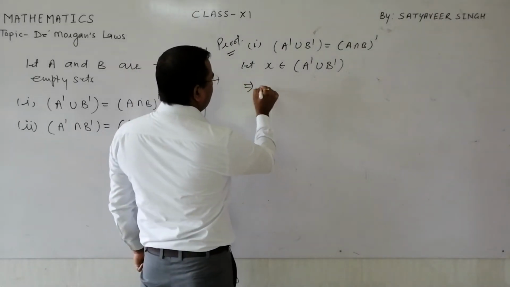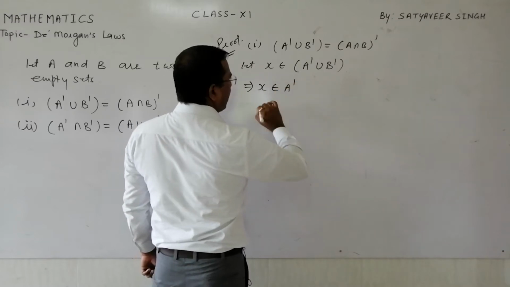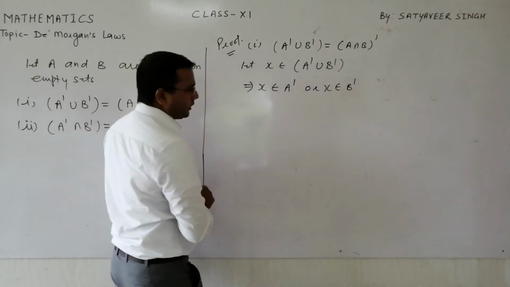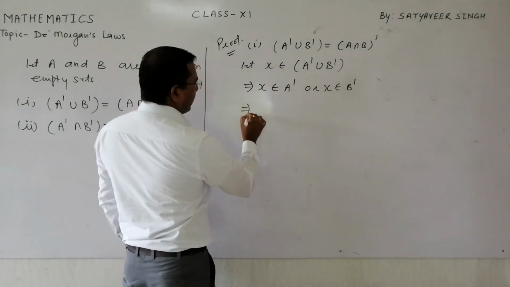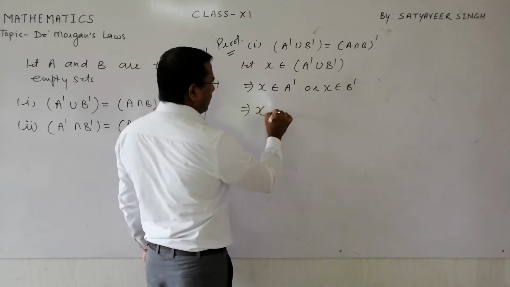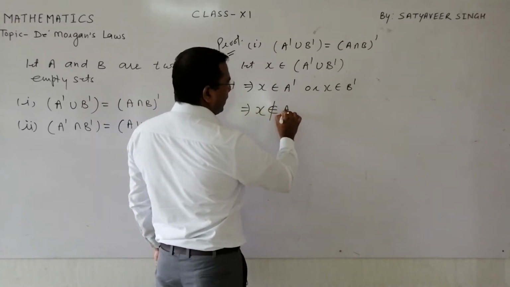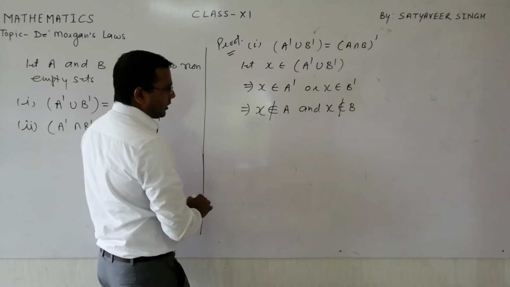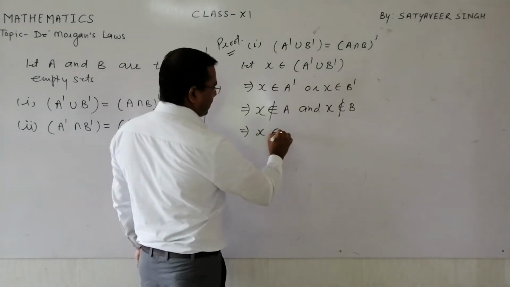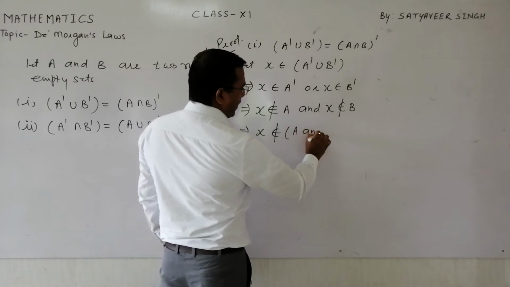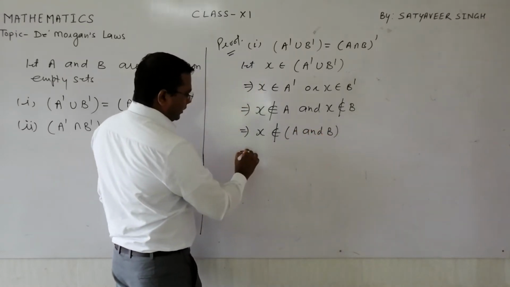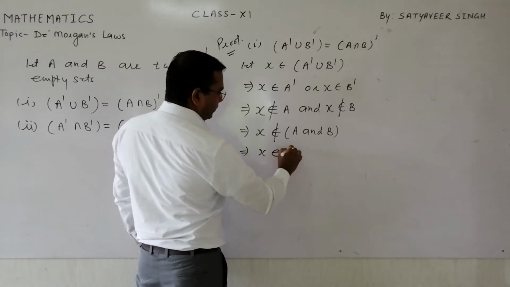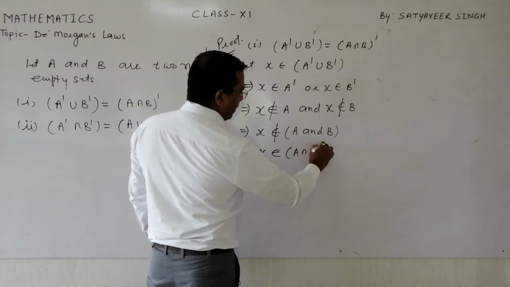and it means that we can also write x belongs to A complement or x belongs to B complement. If you expand this, then we can also write x does not belong to A or x does not belong to B, which means we can write x does not belong to A and B, implies that x belongs to A intersection B complement.